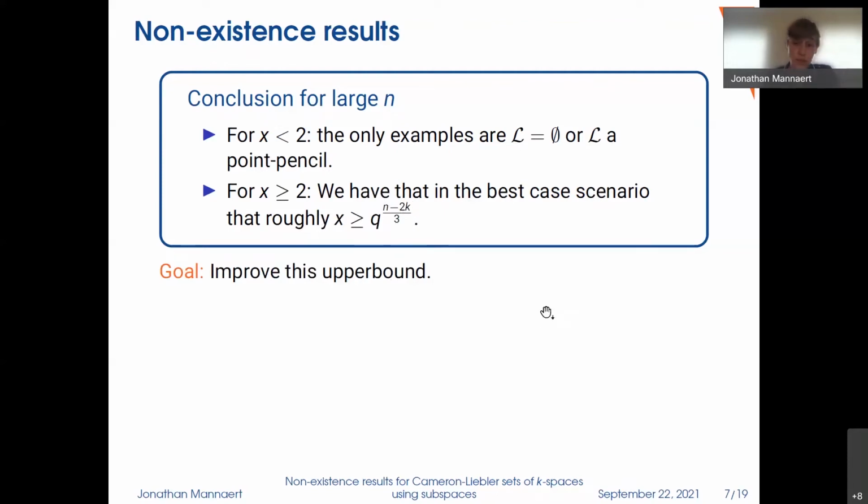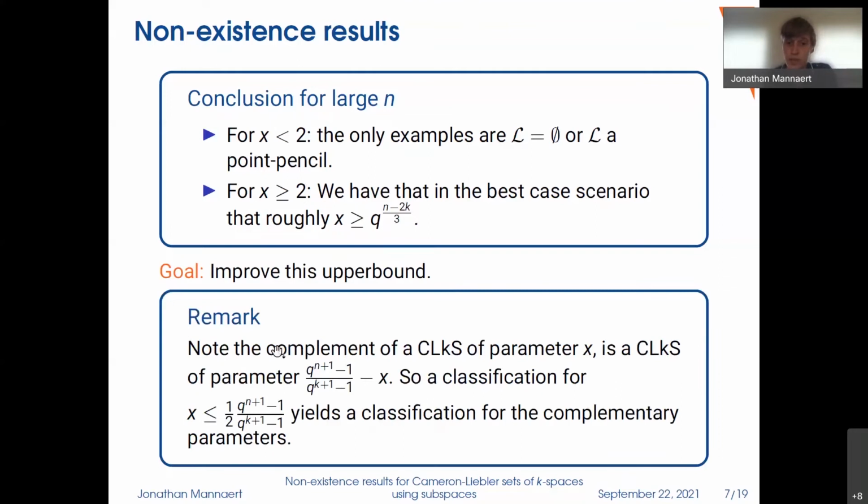And before we get started on that problem, I want to give a final remark, and that's what I already briefly mentioned. The complement of a Cameron-Liebler set of k-spaces of a certain parameter x is in fact a Cameron-Liebler set of k-spaces of parameter the maximal parameter minus x. This means that a classification for all parameters that are smaller or equal to the first half of this interval yields a classification also for the complementary parameters and yields a full classification. So we should put these results in this perspective too.